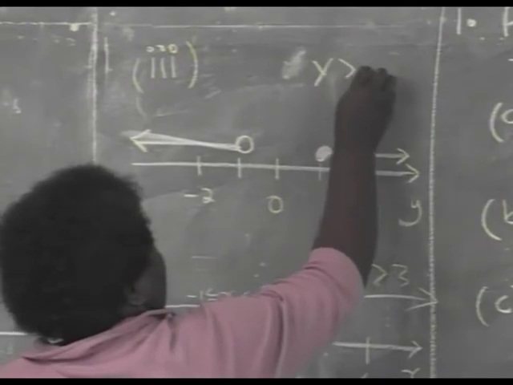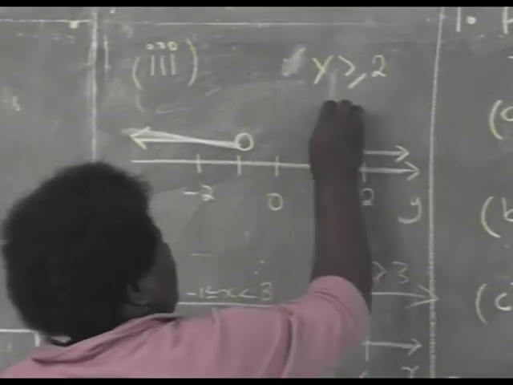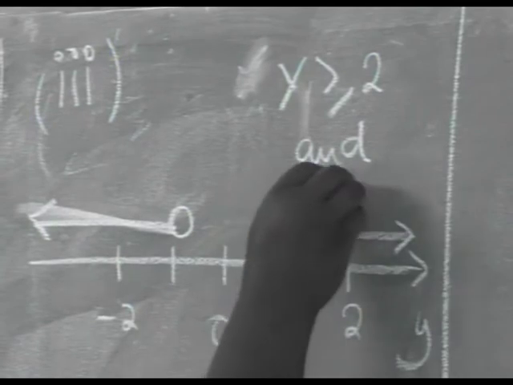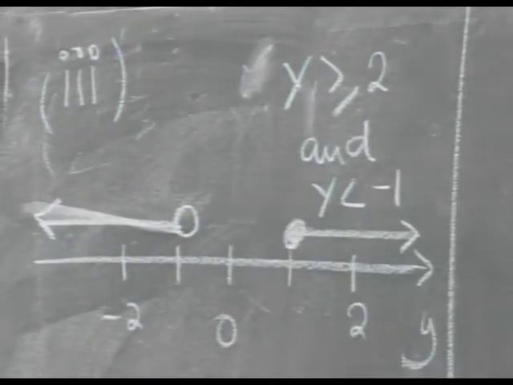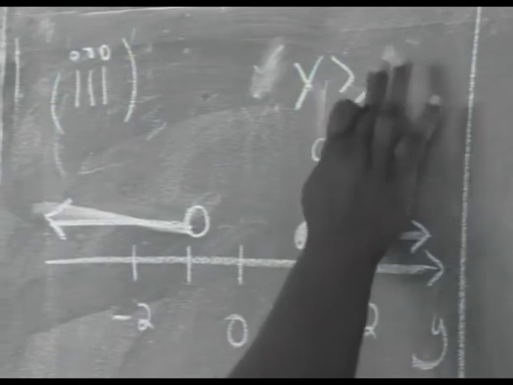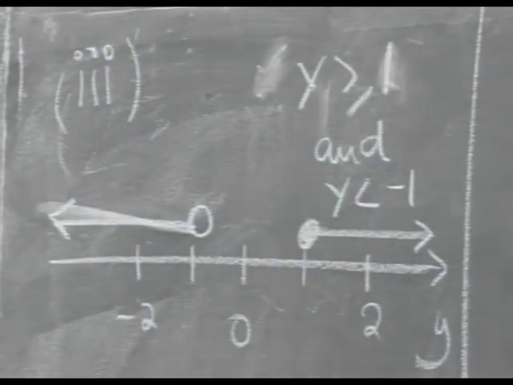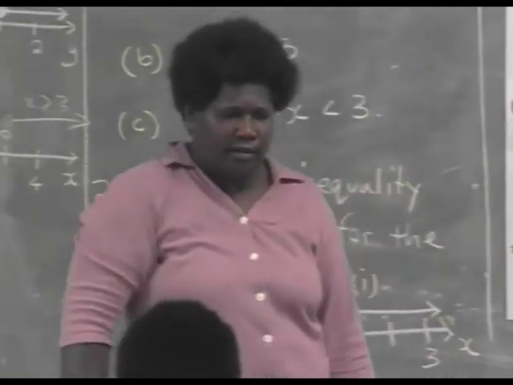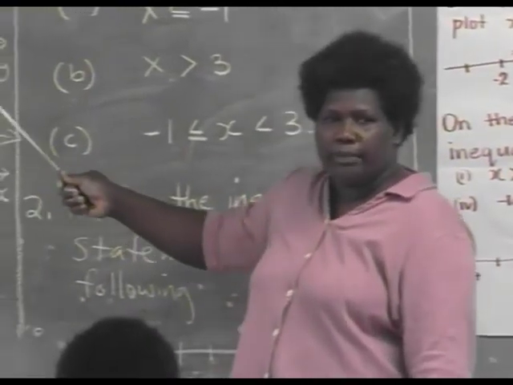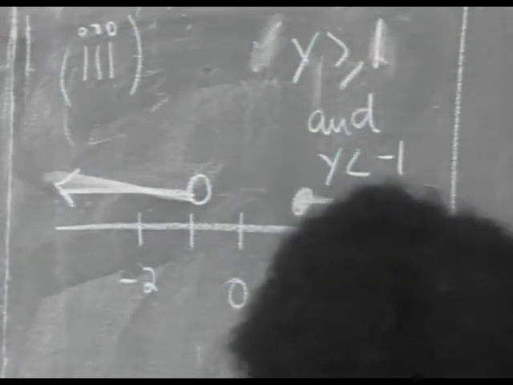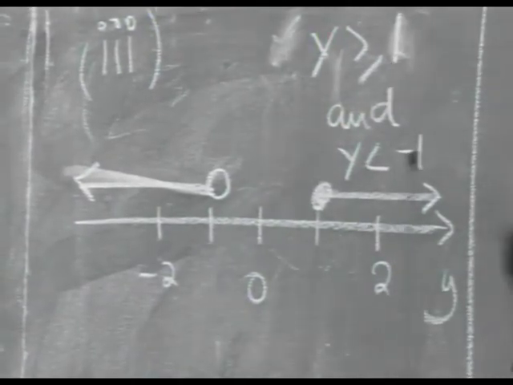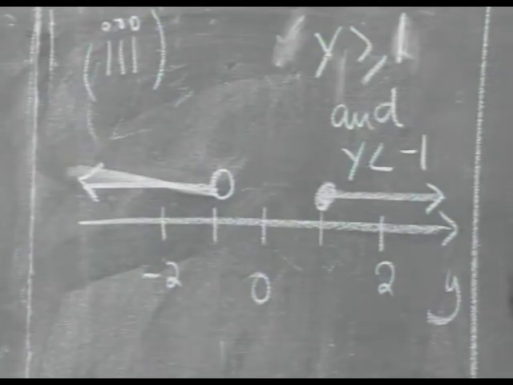Y is greater than or equal to 2, then you should have the word and. I didn't give you an example because I wanted you to think. And y is less than negative 1. This one should be 1. It's right in front of my nose and I can't see it. Okay, you should have y, because there are two. There's a break in between, so it's only the numbers on the right-hand side of 1 and on the left-hand side of negative 2. So you should have y is greater than or equal to 1 and y is less than negative 1. You must have the word and.